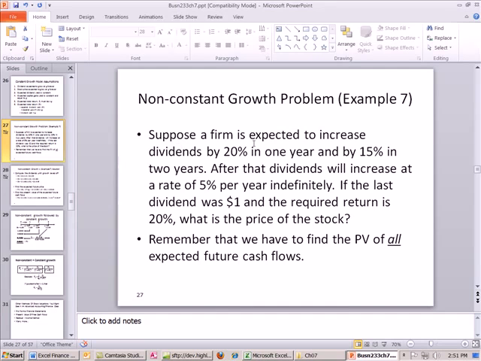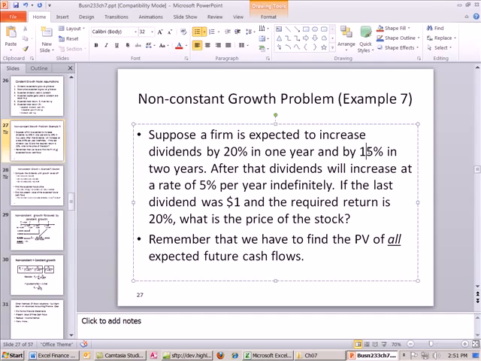So here's our example. Suppose a firm is expected to increase dividends at 20% in 1 year, 15% in 2 years. After that, dividends will increase at a rate of 5% per year indefinitely. If the last dividend was $1, which means dividend at time 0, and the required return is 20%, what is the price of the stock?